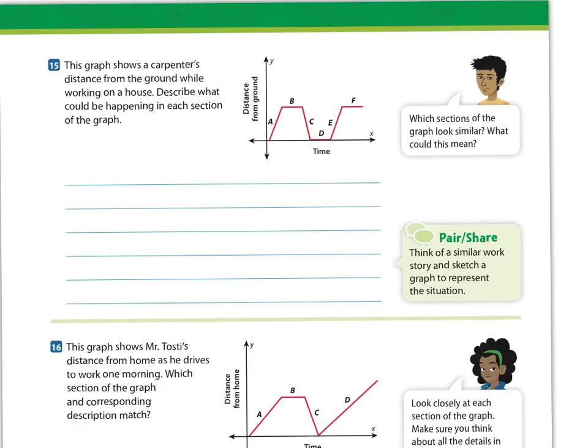This graph shows a carpenter's distance from the ground while working on a house. Describe what could be happening in each section of the graph. So since he's working on a house, and we're going to highlight that part, we're going to be paying attention to the distance from the ground. That means that at some points he's going to be working on the ground level, right? But sometimes he's going to be really, really high, and he needs to go up at a constant rate. He's going to be at a higher point, and then he's going to come back down. So I need you to give me a story that will represent this.